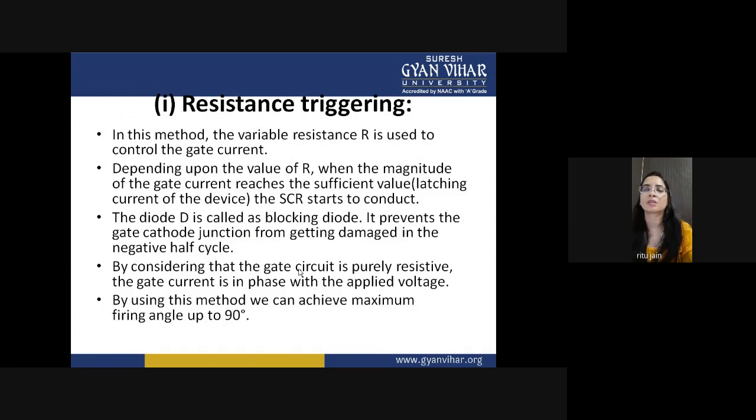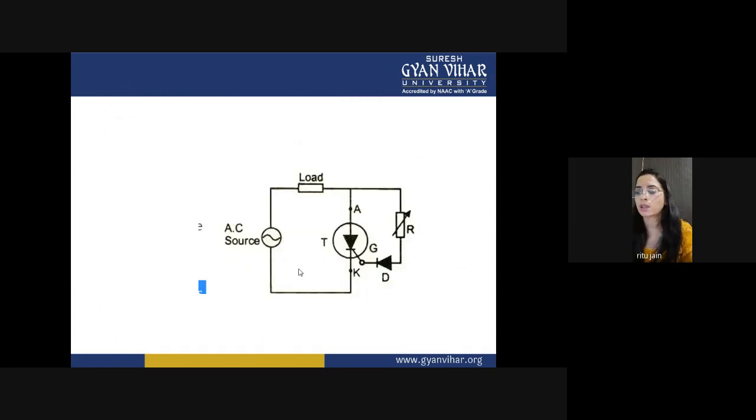In this method, the variable resistance R is used to control the gate current, and it has a very simple circuit. You can see that this is your R triggering circuit, in which you are applying your AC voltage, which is your step down supply. This is your load. This is your SCR. You are using only one diode and one resistance here. The arrow indicates that the resistance is a variable resistance. And this is your diode, which is connected to your gate terminal.